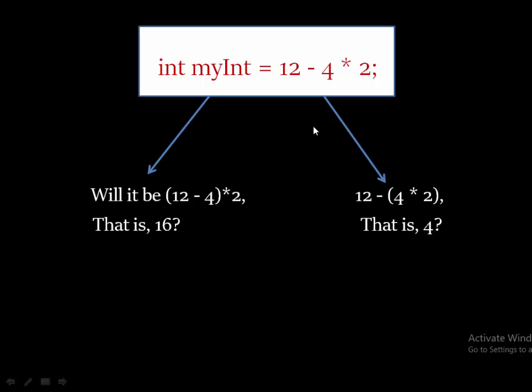Okay, so in this case, it is going to use the precedence of the operator to solve this expression. So the multiplication will be evaluated first before subtracting the values. So the final answer will be 4 into 2, that is 8. 12 minus 8 is 4. So 4 is the correct answer.